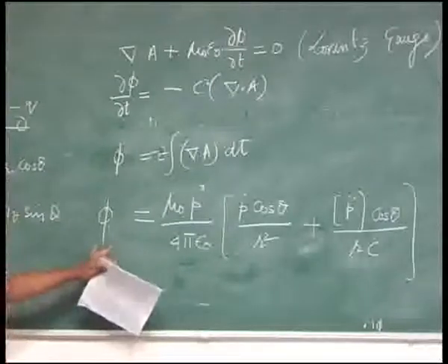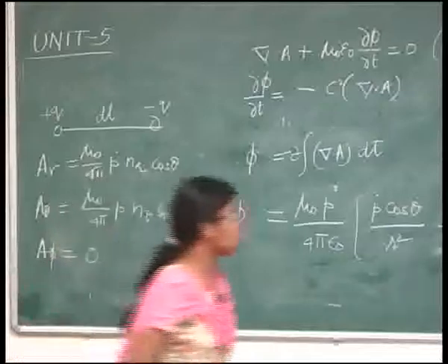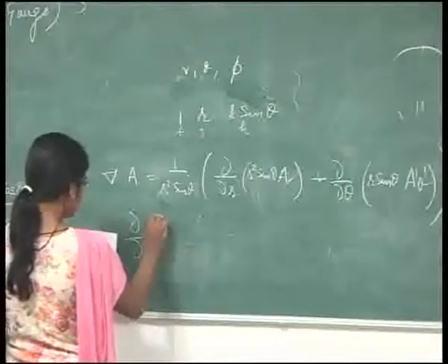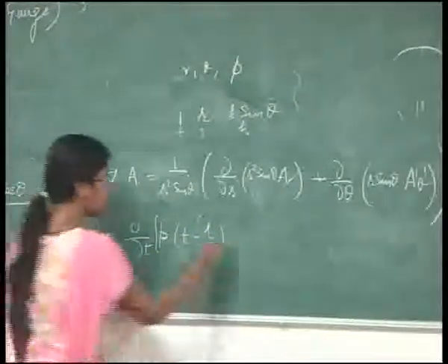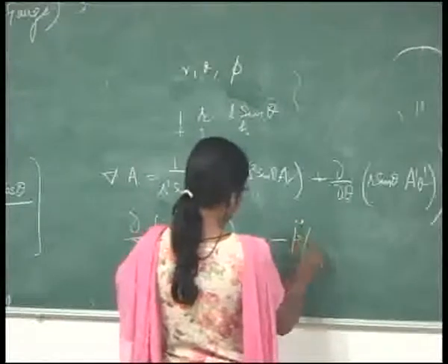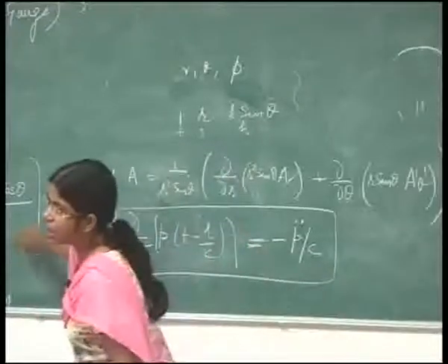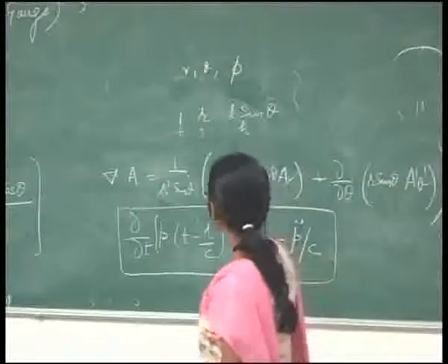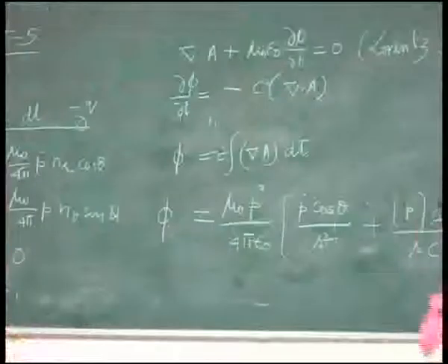I will tell you here, when we do gauge transformation, we use retarded potentials. If you remember, we want to calculate something at some earlier time. So here we have del del t of p dot at t minus r by c, which is some retarded time t dash, and this is equal to minus p double dot by c. This you can check. Using this result, you can arrive at this expression. Please try to do it yourself, because it is not that difficult. You just substitute the values, get a very simple expression, and then integrate it to get this result.